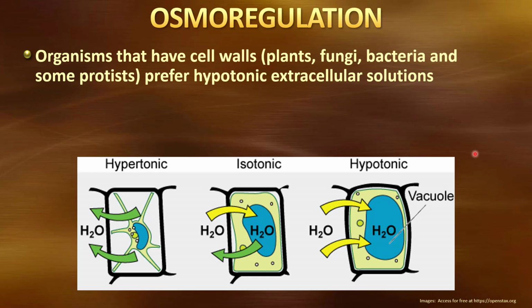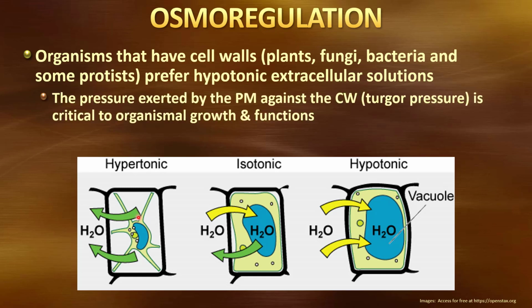Organisms that have cell walls, like plants, fungi, bacteria, some protists, they typically will prefer a slightly hypotonic solution, so a somewhat less salty solution than the inside of the cell. This shows what happens in a typical plant cell, or any cell really with a cell wall, when we place them in these different solutions. What ends up happening in these cells is it changes the pressure of the plasma membrane against the cell wall.